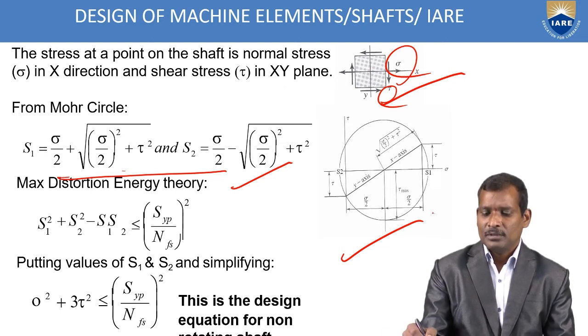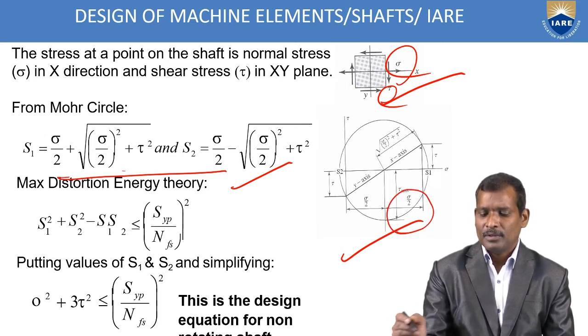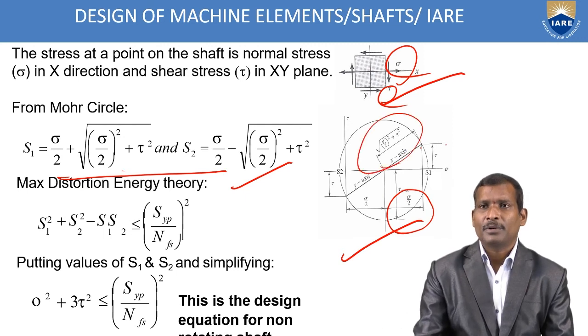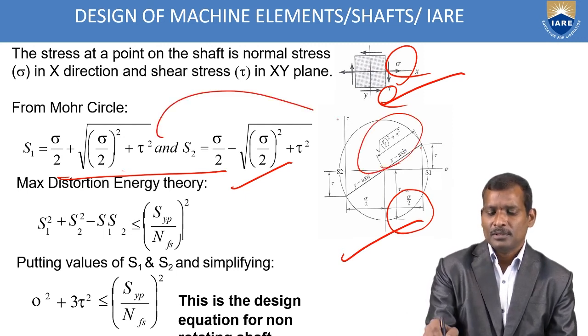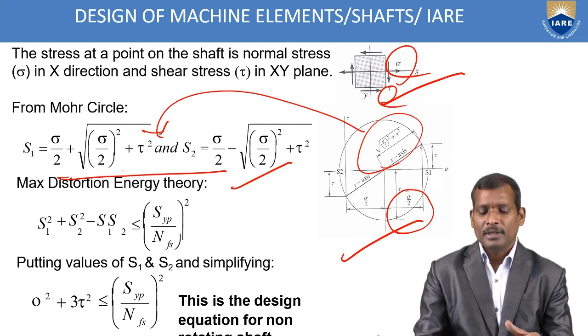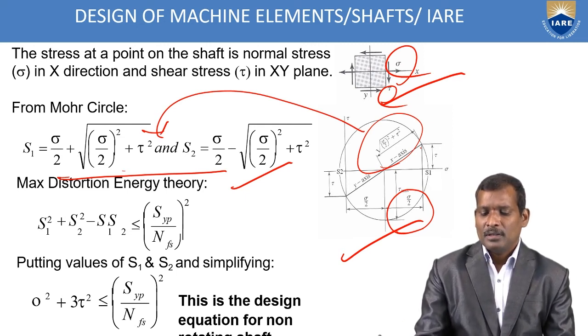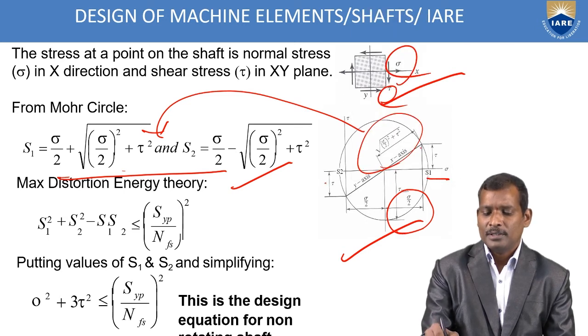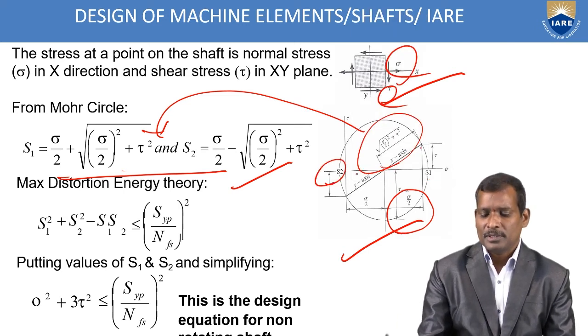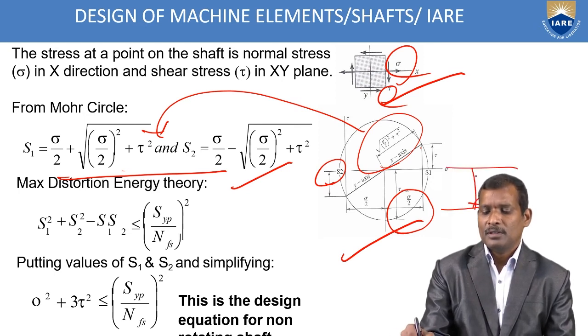In this Mohr circle, the radius is square root of (sigma by 2) whole square plus tau square. So this is S1, the maximum principal stress value, and S2, the minimum principal stress value. The maximum shear stress value is shown here.